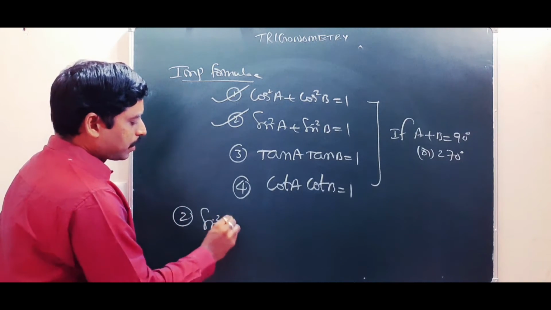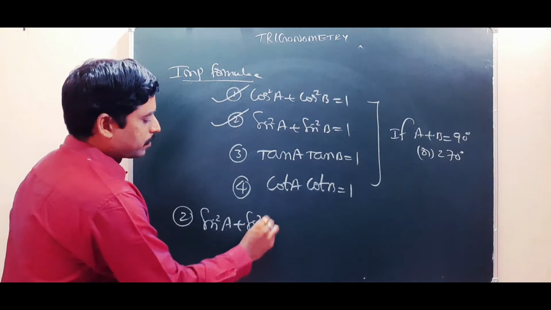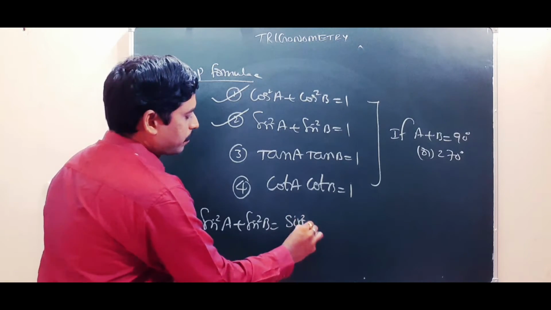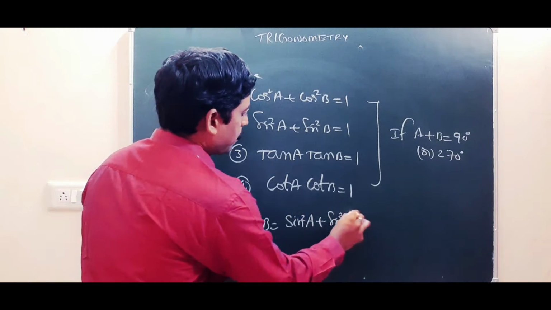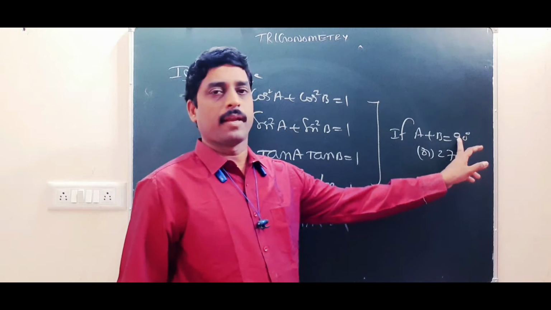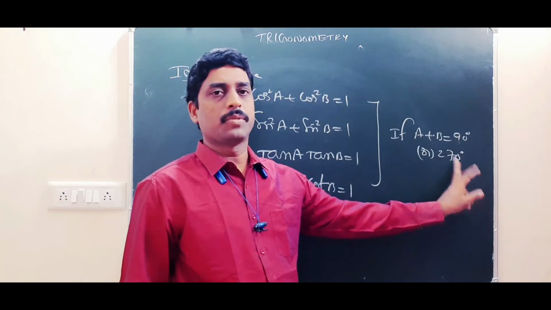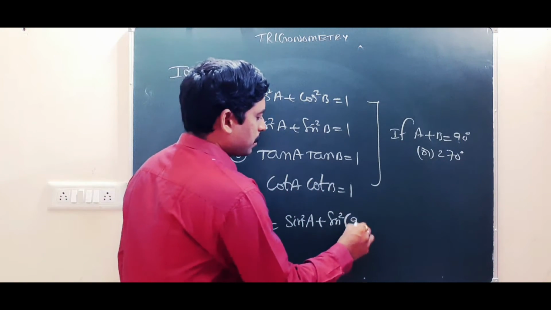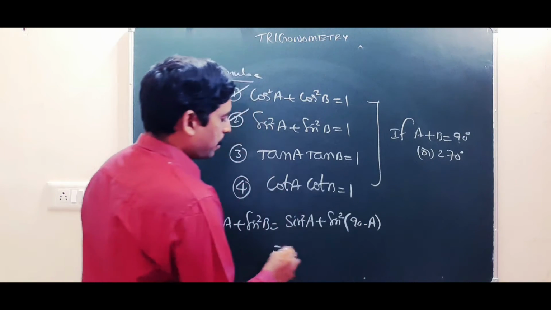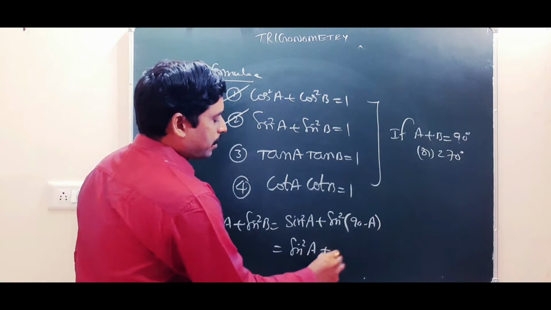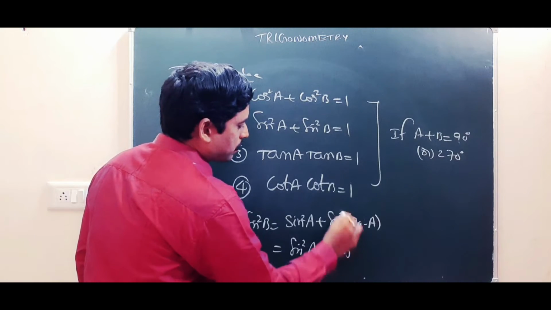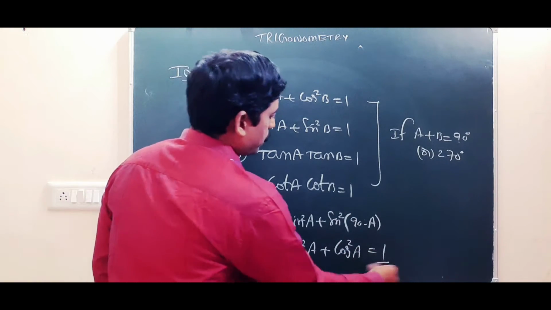Sin square a plus sin square b equal to 1. In place of b we should write either 90 minus a or 270 minus a. Okay, 90 minus a, right. So sin square a plus sin(90 minus a), which is cos square a. It will be 1.